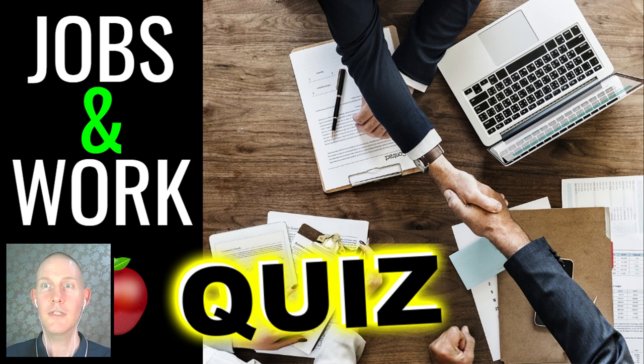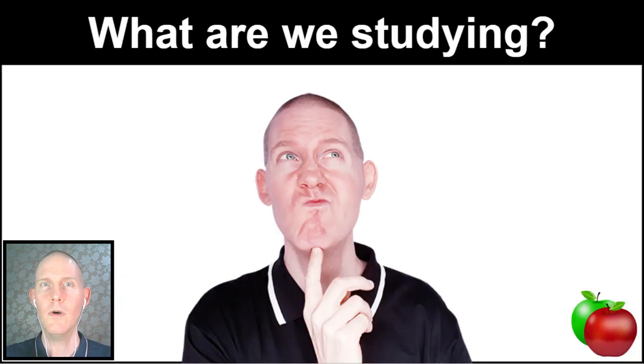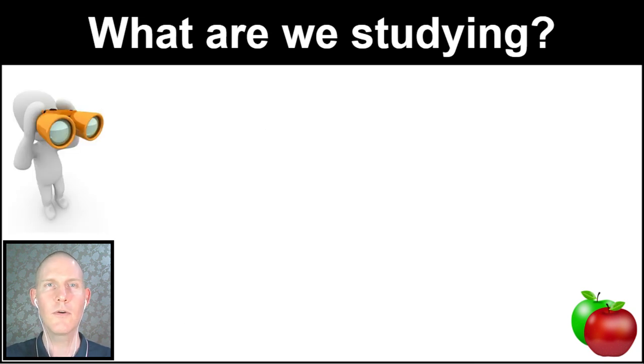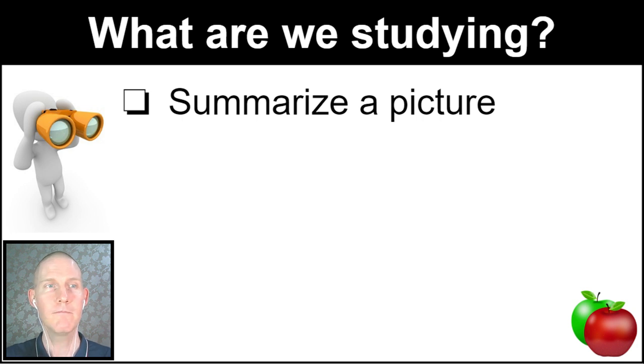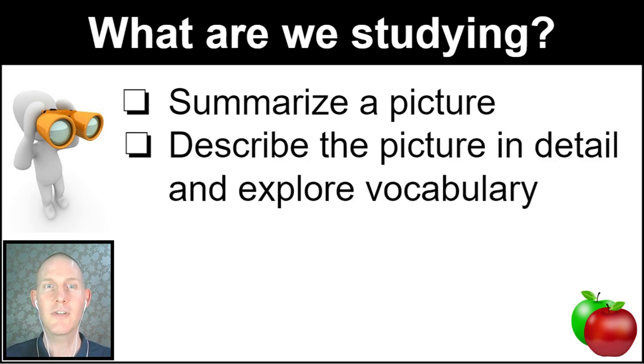All right, so today the theme is jobs and work, and we can see the picture over here. We have an office environment, and we are going to talk all about it. So let's take a look. What are we studying? Well, in this lesson, we are going to summarize the picture. We'll give you a short, quick, and easy way to describe the picture without going into a lot of detail. This is nice if we're just in a hurry. However, we're also going to describe the picture in detail and explore vocabulary.